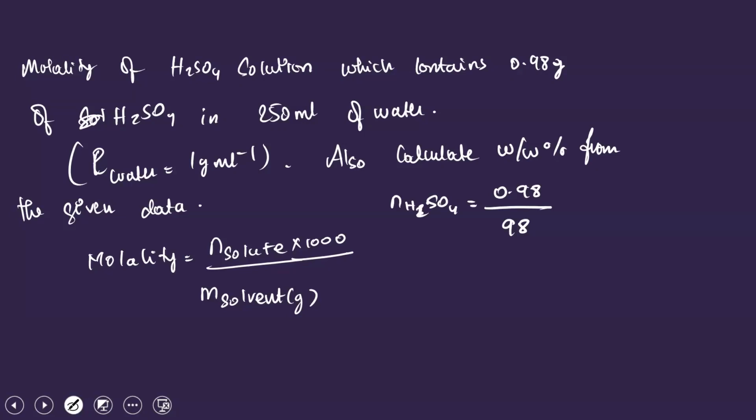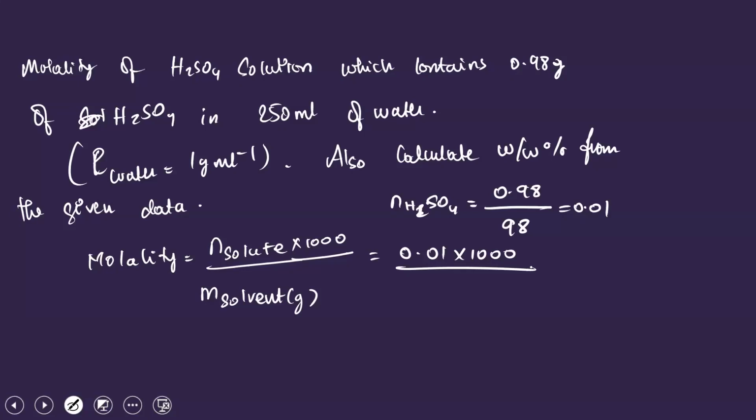0.98 by 98 is equal to what? 0.01. So Balaji, we have found out what now? Moles of solute. So where do we substitute? Molality is equal to number of moles of solute, அங்க தான் சப்ஸ்டிட்யூட் பண்ணனும். தப்பா சொல்லாத, கரெக்ட்டா சொல்லணும்.